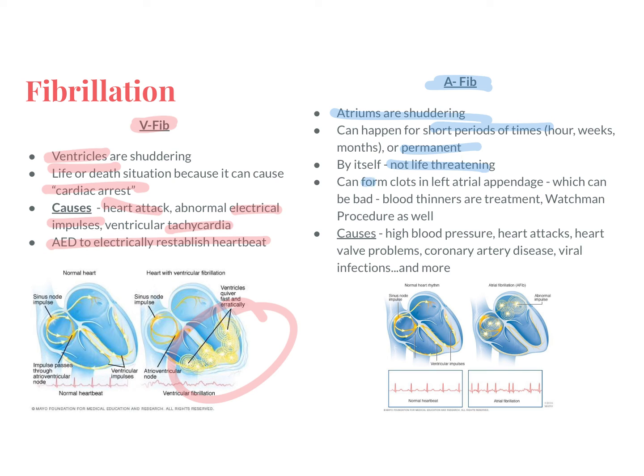It can, however, form clots in the little atrial appendages that you saw on the heart yesterday. They're those little flaps on the outside of the heart. And that can be bad because the clot can start to travel and could lead to a stroke. So that would not be good. There are procedures that can be done to try to prevent those clots from forming, like blood thinners. Causes can be high blood pressure, heart attacks, heart valve problems, coronary artery disease, viral infections, and other things as well.